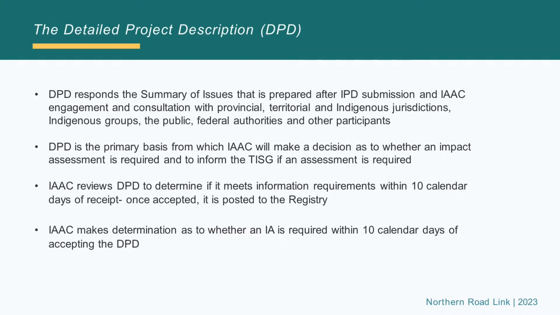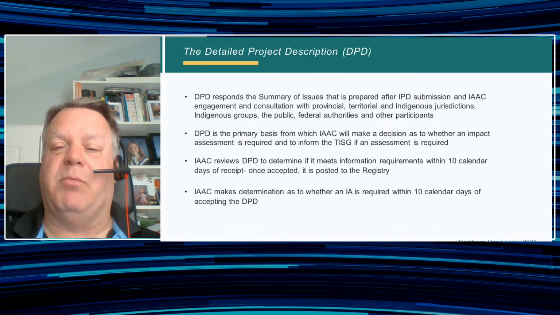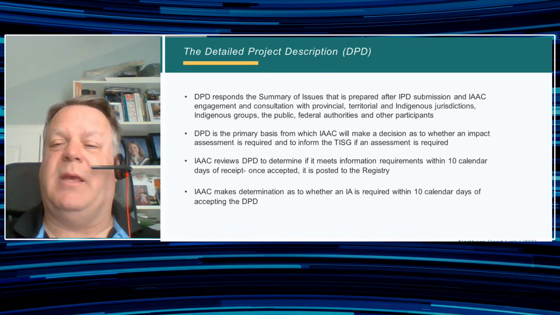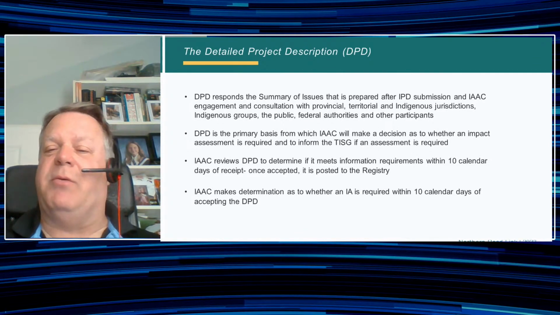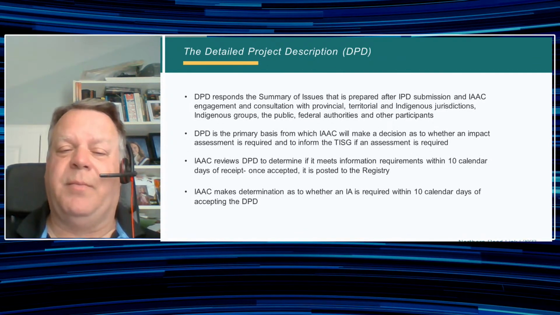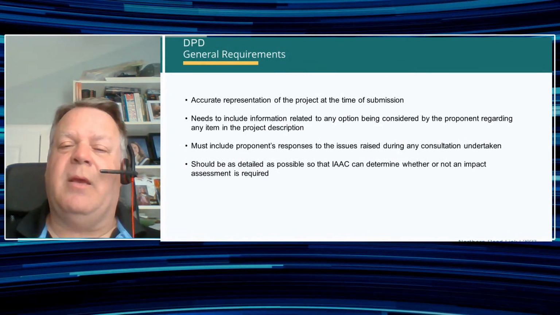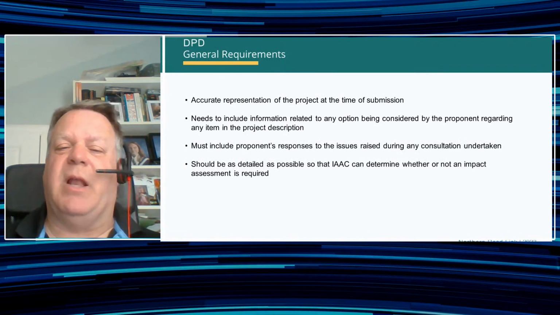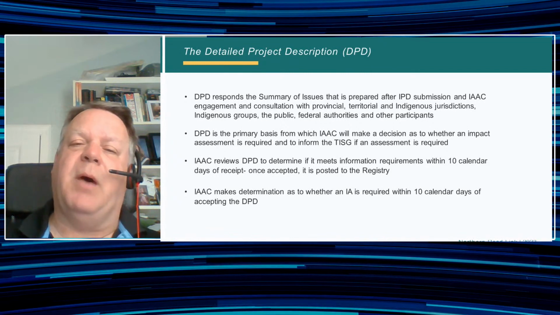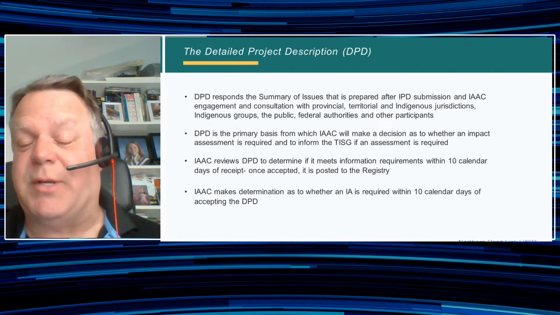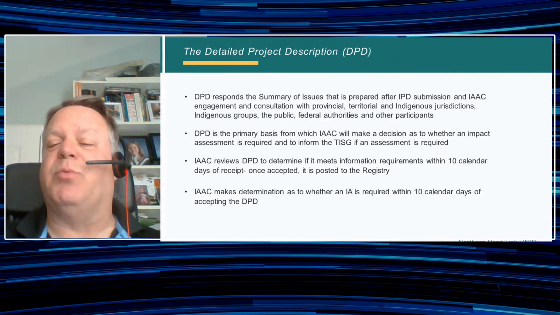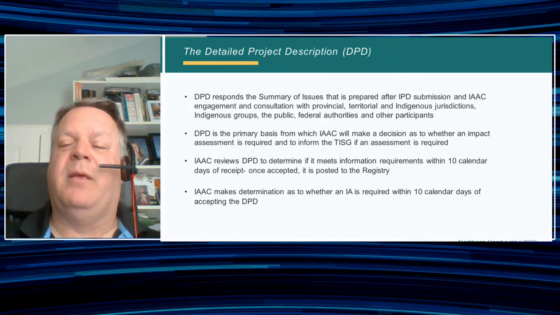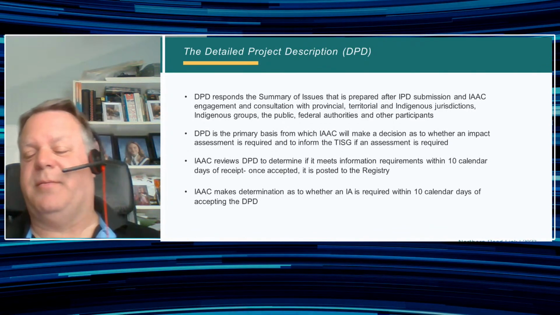So for NRL, the Northern Road Link project, we have just completed the conformity review. The DPD has been accepted, and now it will appear on the registry as well. And then, if we can go back one slide, within 10 days, IAC will make a determination as to whether an impact assessment is required after that.